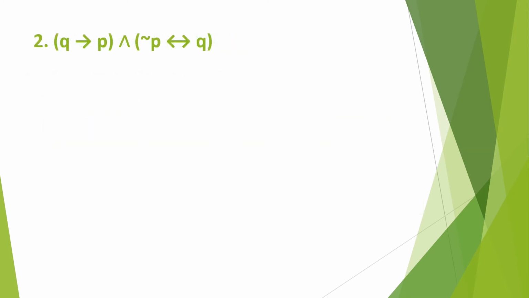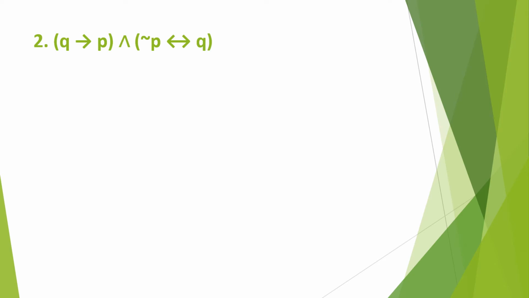Now consider another example, Q implies P and negation P if and only if Q. The statement pattern contains 2 atomic statements P and Q. Therefore, the first column is P, the second column is Q. The statement pattern contains only negation P. Therefore, the next column is the column of negation P.